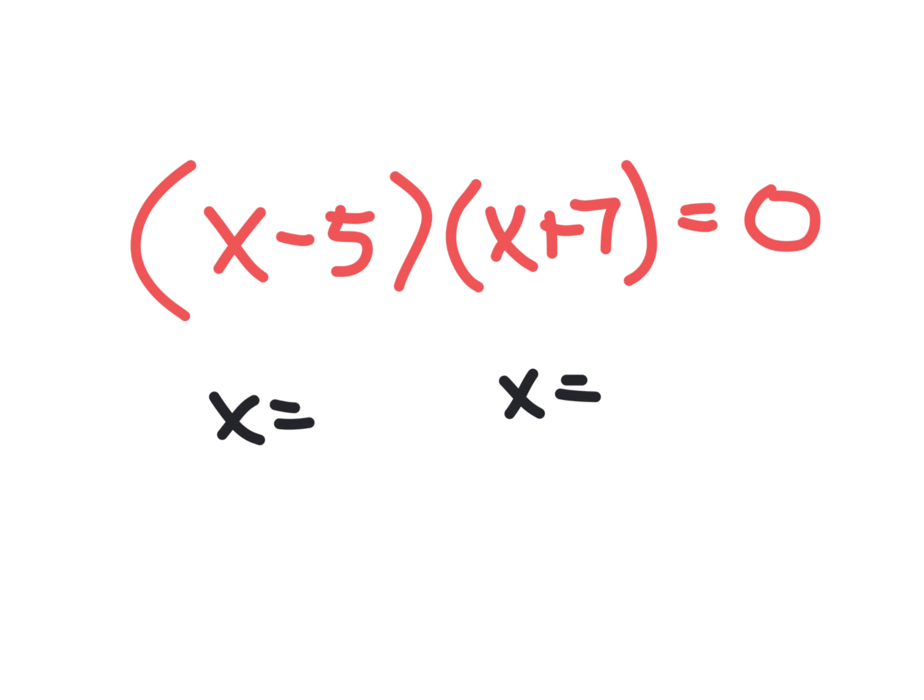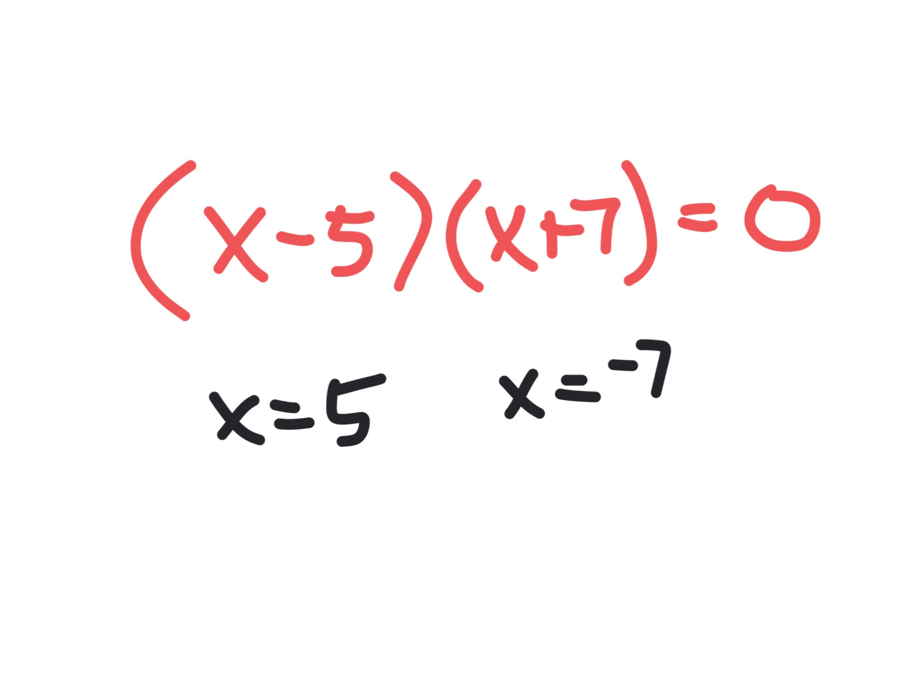X equals this and x equals that. Please compare it to the kid next to you and see if you got the same thing. Sam? He needs a partner. Did you get x equals 5 and x equals negative 7? Those are the things that make it 0.